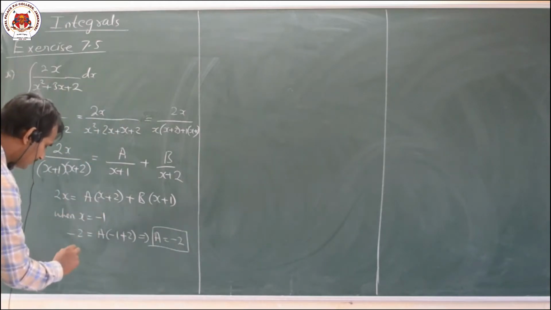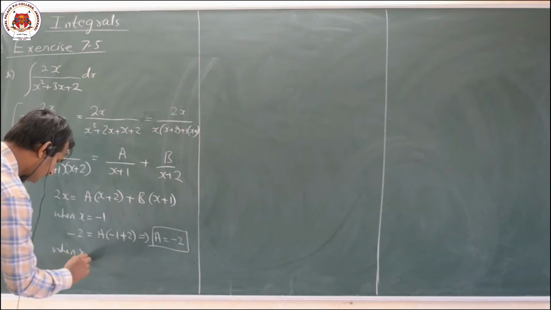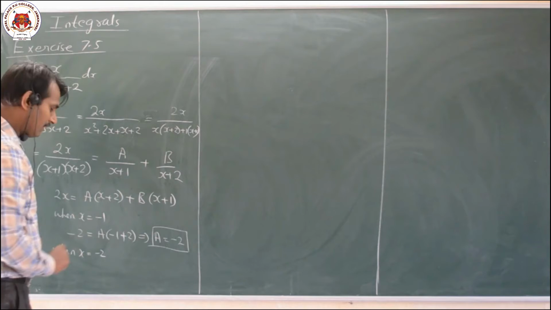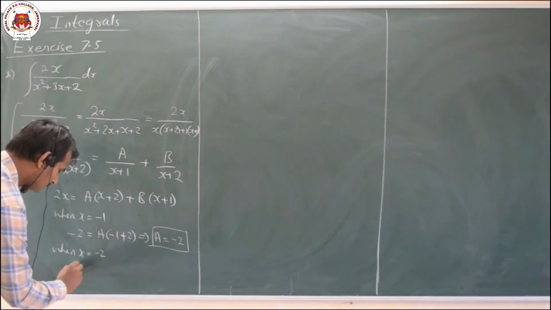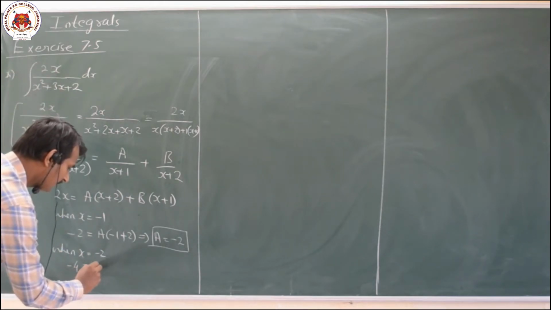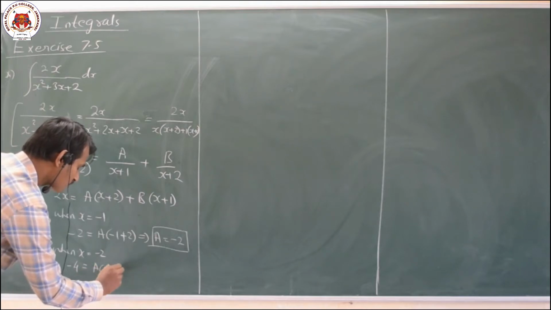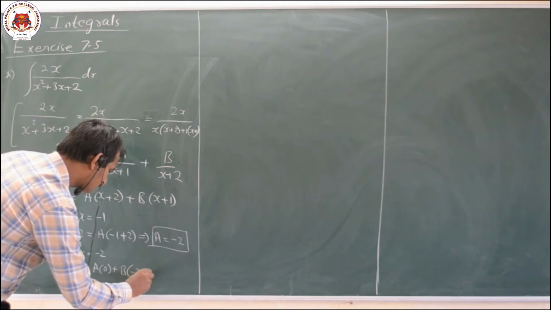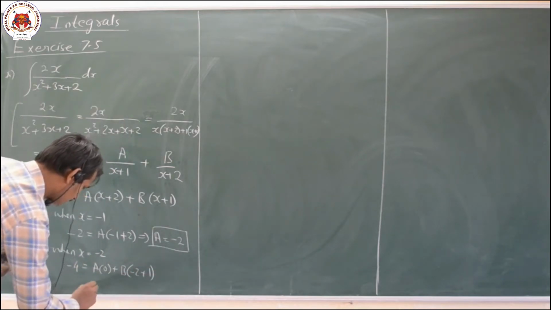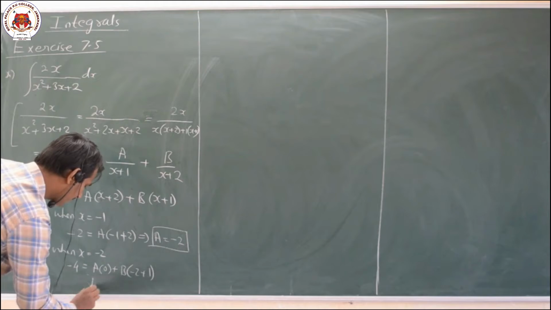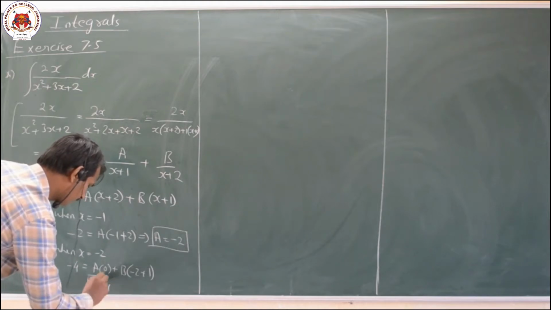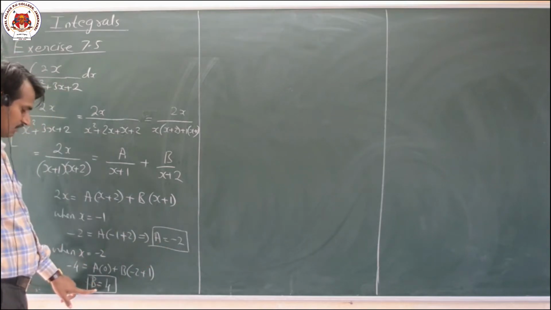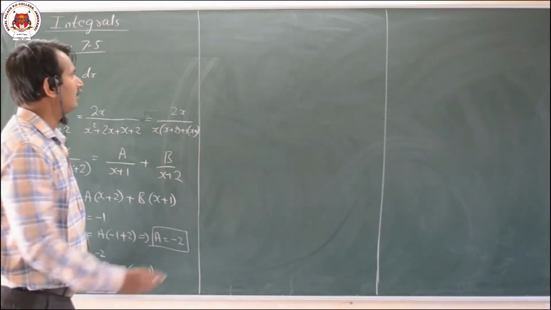Similarly, when x equals minus 2, minus 2 plus 2 becomes 0, and I will get the b value. Minus 2 into 2, that is minus 4, equals a into 0 plus b into minus 2 plus 1, that is minus 1. Therefore b is equal to 4. Now we have a equal to minus 2 and b equal to 4. I will substitute here.